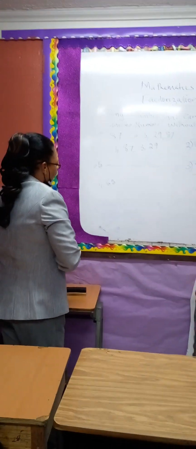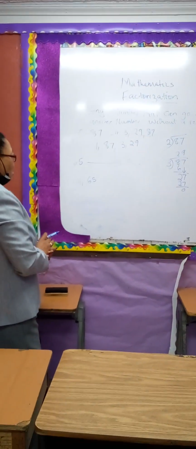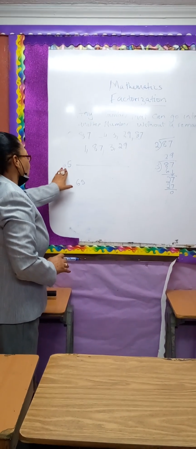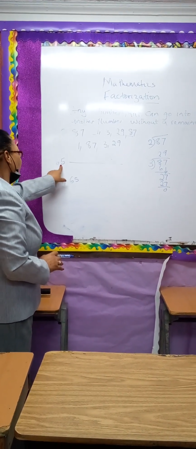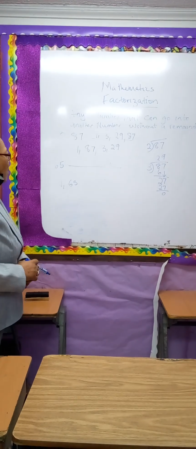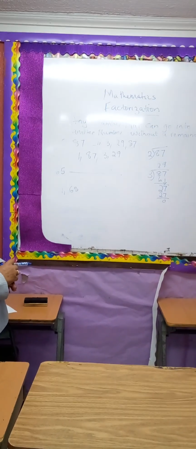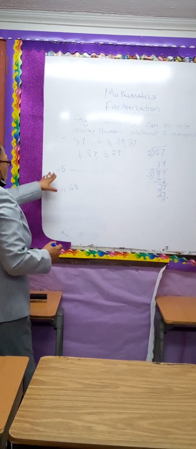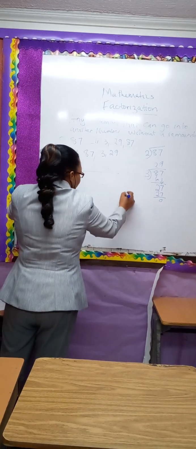So let's check 4. 4 cannot divide this number, because 4 into 6 is going to go 1 time. I'm left with 25. 4 cannot go into 25 without a remainder. Next number is 5. And I know that 65 can be divided by 5.